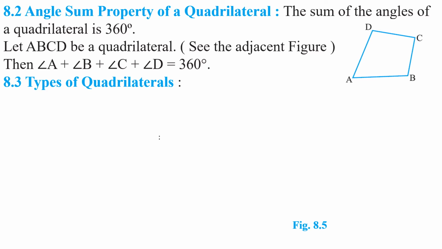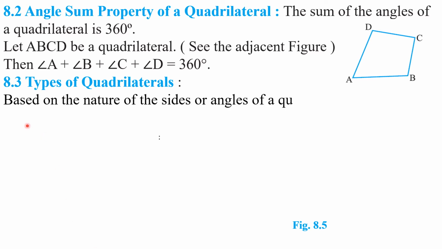We have already studied the types of quadrilaterals in an earlier class, 8th class itself, in the Understanding Quadrilaterals chapter. We recall that previous knowledge. How do you classify the quadrilaterals? Based on the nature of the sides or angles of a quadrilateral, it gets special names. So we classify the quadrilaterals based on the nature of sides or angles.